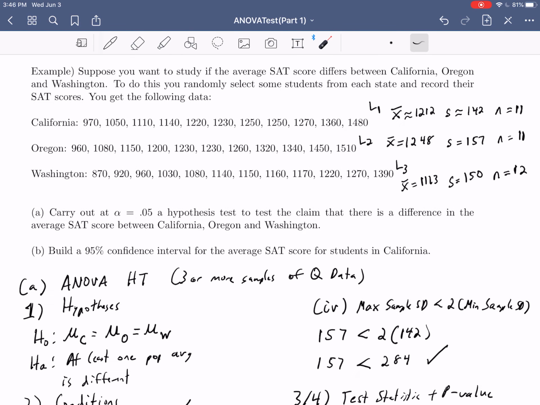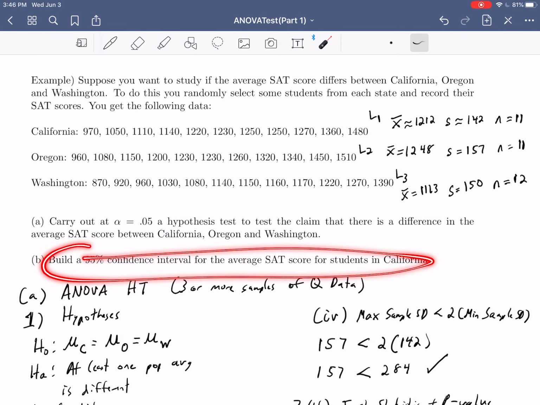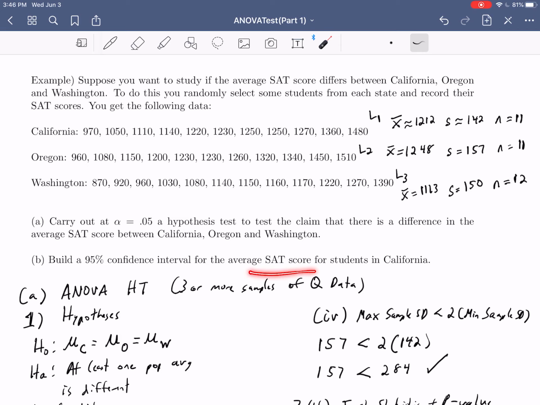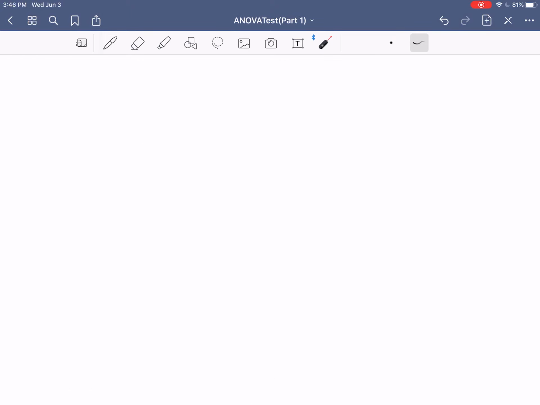Let's, as a quick follow-up and a little bit of review, build a 95% confidence interval for the average SAT score for just students in California. So we'll go ahead and do that on our next page here. So for part B, we'd like to do a 95% confidence interval for average SAT score for California students.